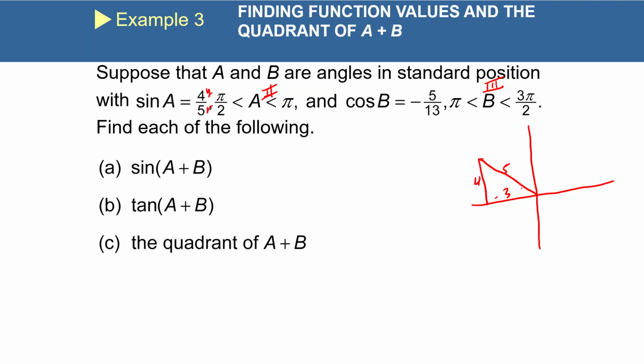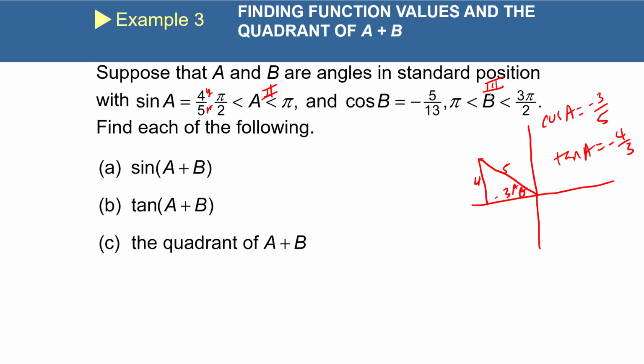So for this one right here, this angle alone, A, we know that the cosine of A equals x over r, which is -3/5. And we know that the tangent of A equals y over x, which is -4/3.